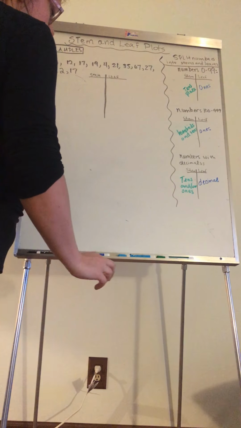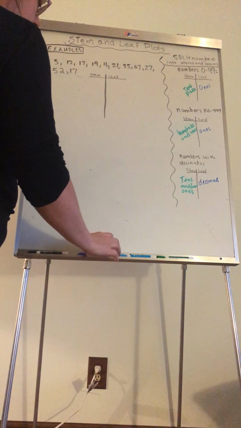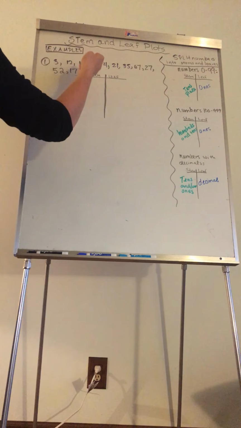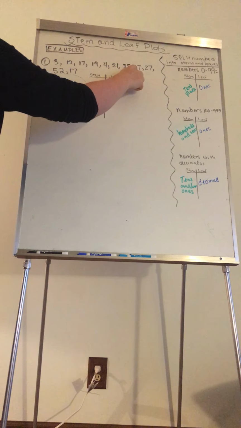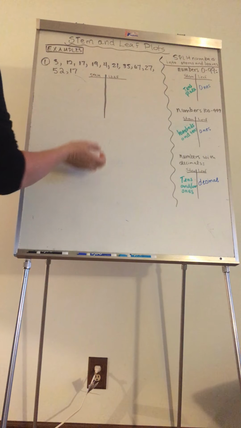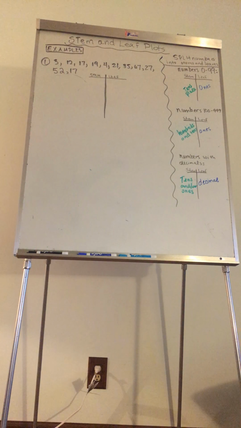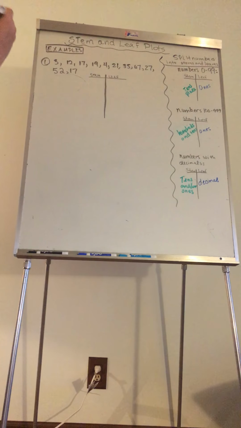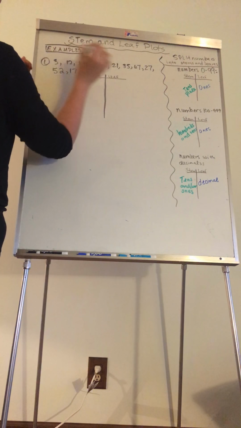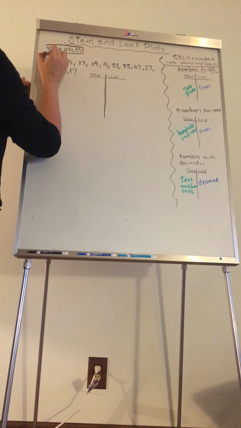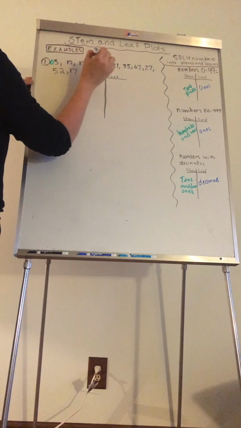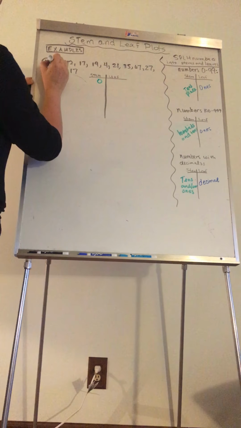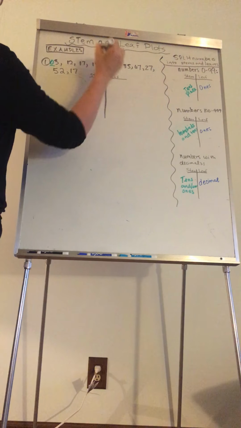To create this, I need to look at my numbers first of all. I've got 3, 12, 17, 19, 4, 21, 35, 67, 27, 52, and 17. I have a mixture of ones and tens. So for my numbers that are in the ones, I'm going to add a tens place, and it's going to be 0. Here I'm going to start with 0. That, for these two, is my tens place.